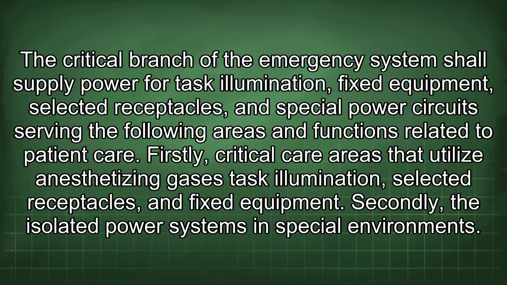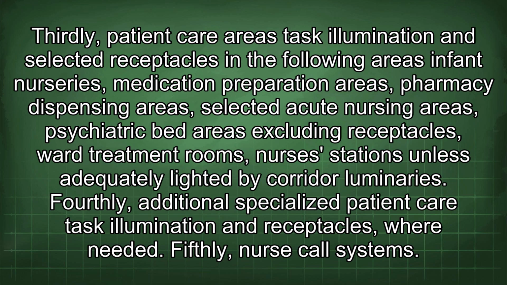Firstly, critical care areas that utilize anesthetizing gases, task illumination, selected receptacles, and fixed equipment. Secondly, the isolated power systems in special environments. Thirdly, patient care areas, task illumination, and selected receptacles in the following areas: infant nurseries, medication preparation areas, pharmacy dispensing areas, select acute nursing areas, psychiatric bed areas excluding receptacles, ward treatment rooms, nurses' stations unless adequately lighted by corridor luminaires. Fourthly, additional specialized patient care task illumination and receptacles where needed.